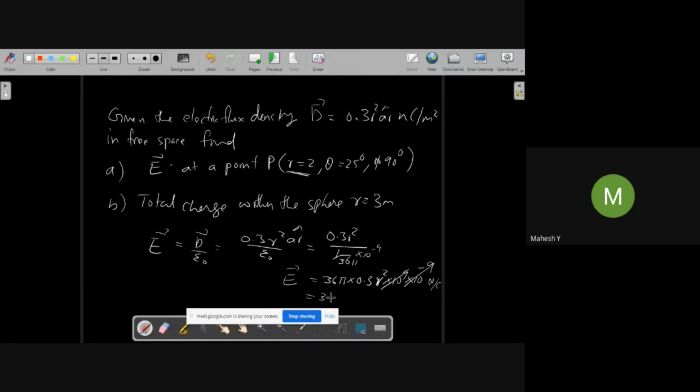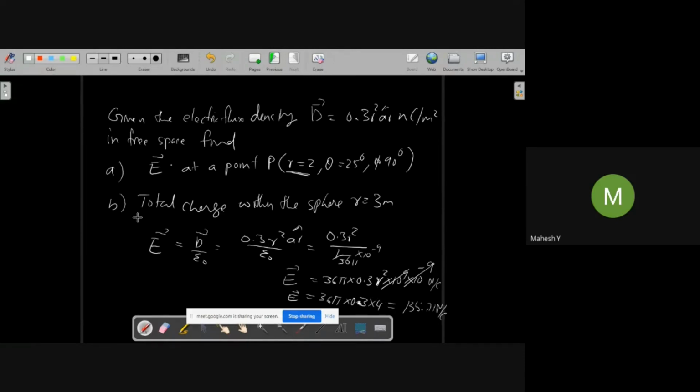So that will be 36 pi into 0.3 into 4. Calculate how much it becomes. 135.71 Newton per Coulomb. Remember, this is electric field intensity, so the electric field intensity unit is Newton per Coulomb. Okay, so that is correct.